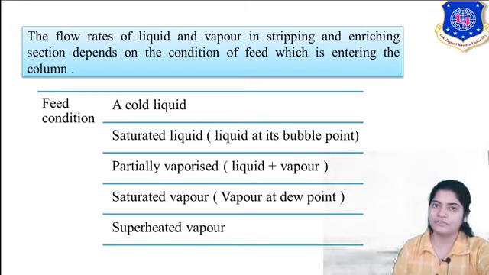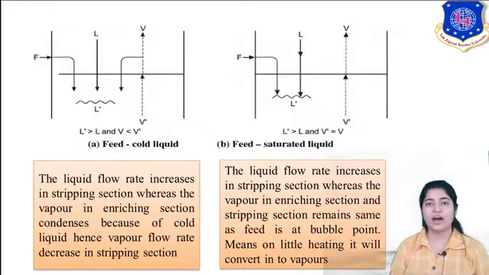The fifth type of feed is superheated vapor. Superheated vapor means its temperature is above its dew point temperature. So let's see how the condition of feed affects the liquid flow rate and vapor flow rate in the enriching and stripping sections.